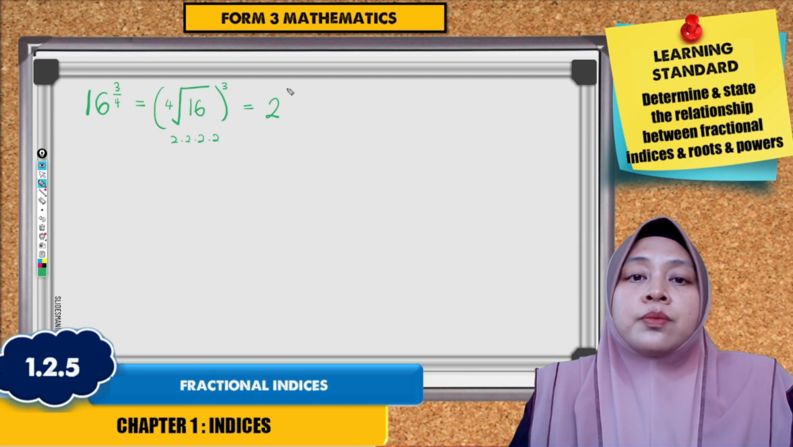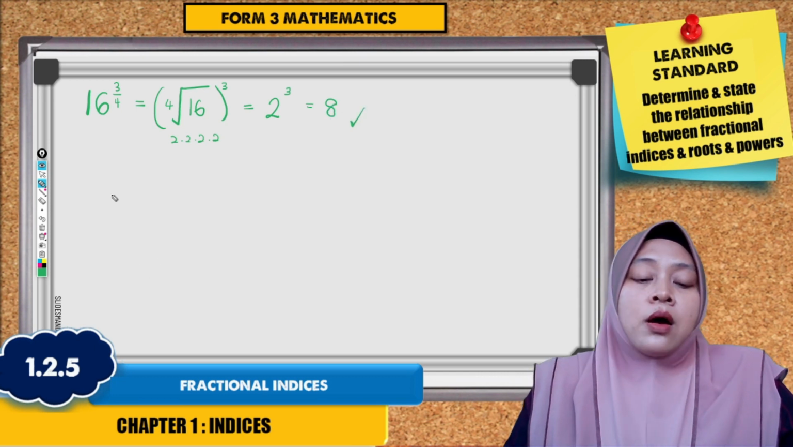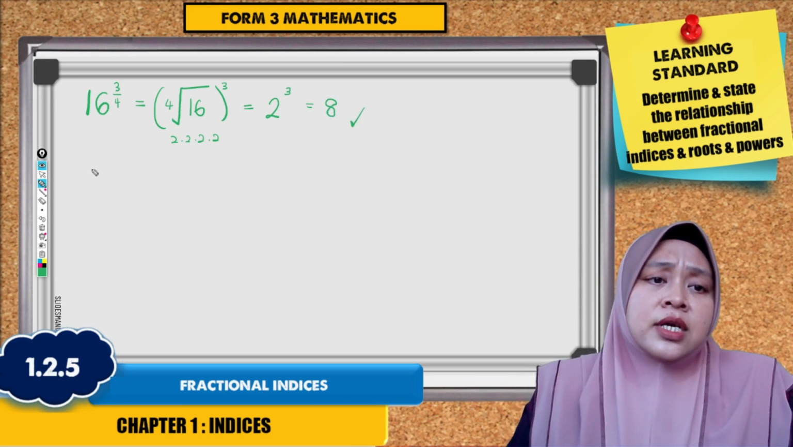2 to the power of 3, 2 times 2 times 2. The answer is 8. So this is the final answer. Now, how about the second one?